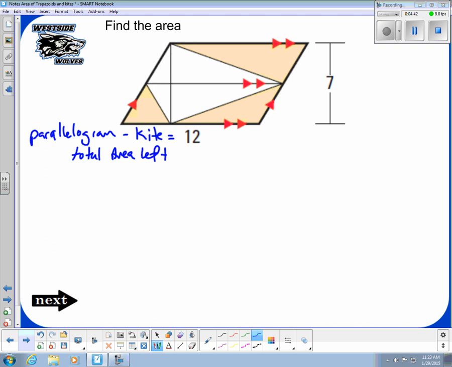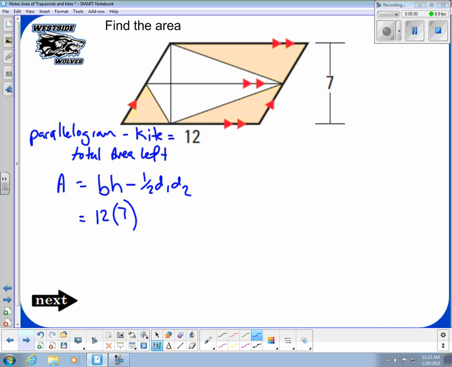So let's write our formulas. We've got big B, or little b, times h, base times height, minus 1/2 diagonal 1 times diagonal 2 for the kite. And so this is the total area of our shape. So if I go in here, the base of this parallelogram is 12. The height, which is over here to the side, is a 7.